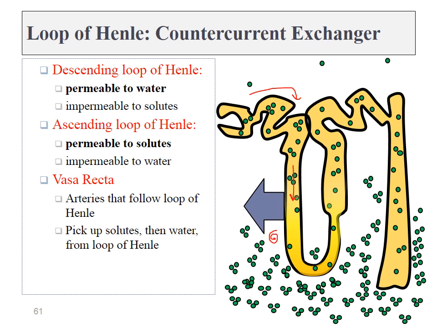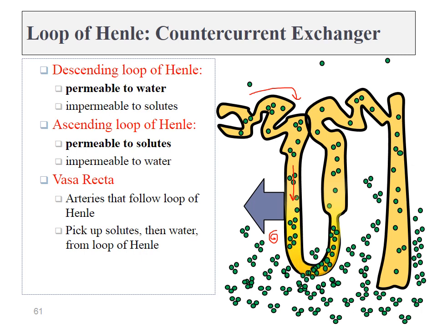So in the descending limb of the loop of Henle, we can reabsorb water passively. This takes no energy. We're simply relying on the concentration gradient of the solutes that we set up earlier with the countercurrent multiplier. As water leaves the filtrate, however, and gets reabsorbed, it leaves behind the solutes. So the filtrate becomes more concentrated. It should be roughly as concentrated as the solute concentration on the outside.